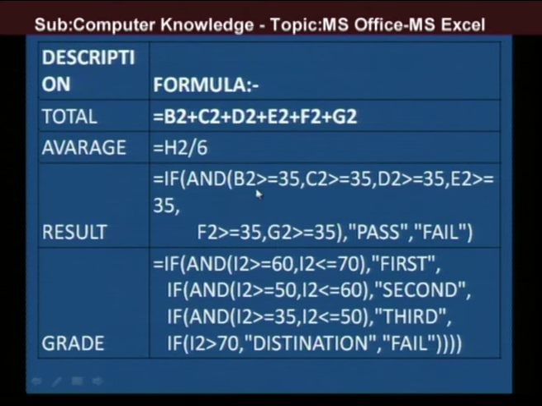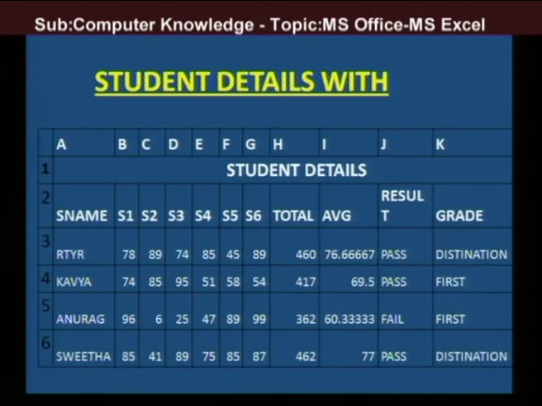So, here writing greater than or equals to 35, C2 greater than or equals to 35, D2 greater than or equals to 35, E2 and F2, G2 up to. Here closing the bracket with each and single comma also very important in formula typing. Here writing pass within inverted commas, comma, within inverted commas we have to write fail, close bracket. Then click on enter, it will show the student will pass or fail.